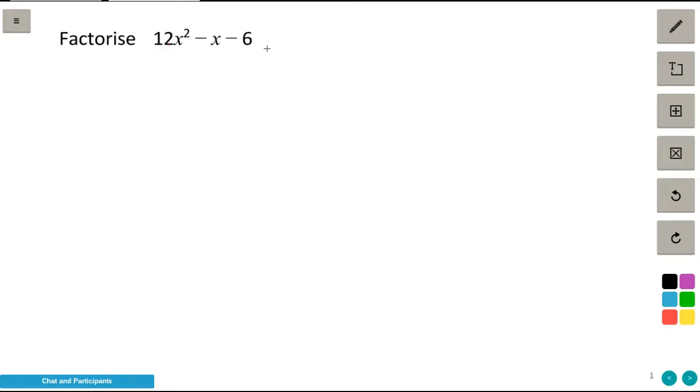So if you do get something like this, as usual, first step is to see are there any common factors to take out, and as we go through looking at those terms, we can see that there isn't. So we'll move straight on to trying to put this into double brackets.